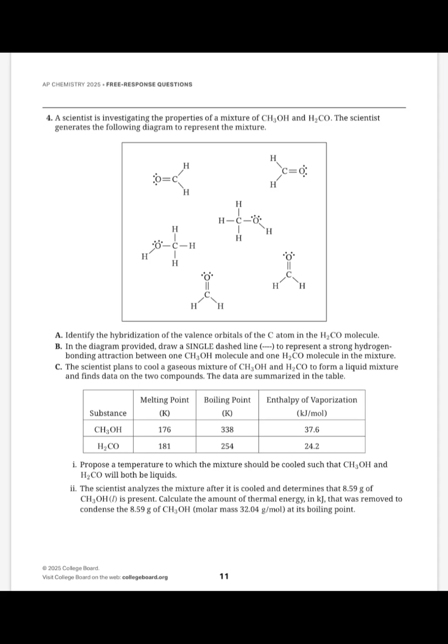Let's take a look at number 4 from the AP Chemistry 2025 FRQ. A scientist is investigating the properties of a mixture of methanol and formaldehyde. The scientist generates the following diagram to represent the mixture.